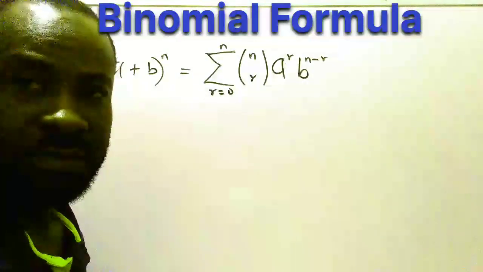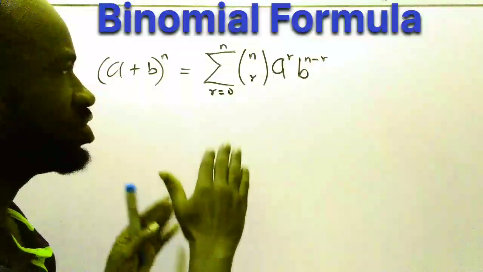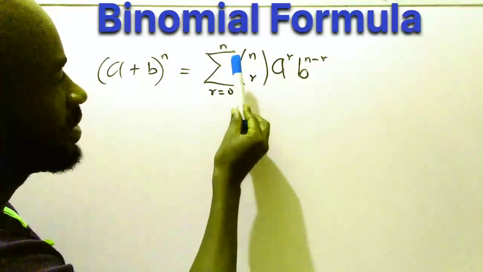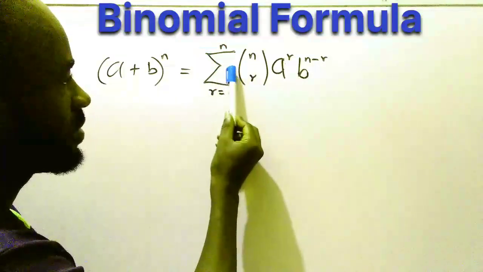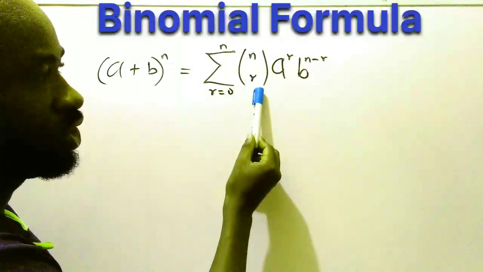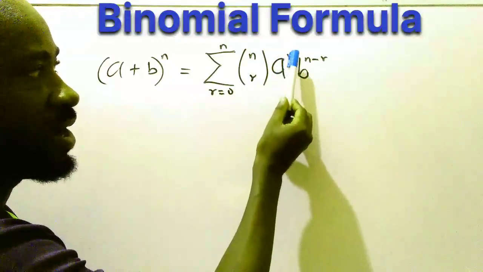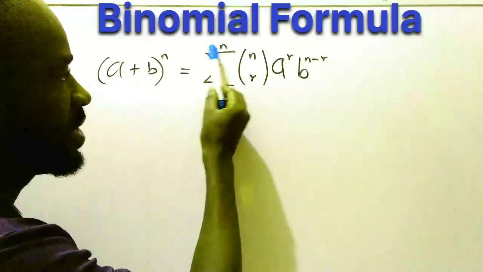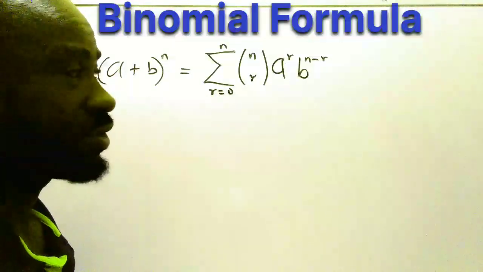Now, let me start by explaining to you how this formula is being used, okay? If you look at it, it says sigma n combination r, a raised to the power of r, b raised to the power of n minus r. Now, this sigma simply means summation.